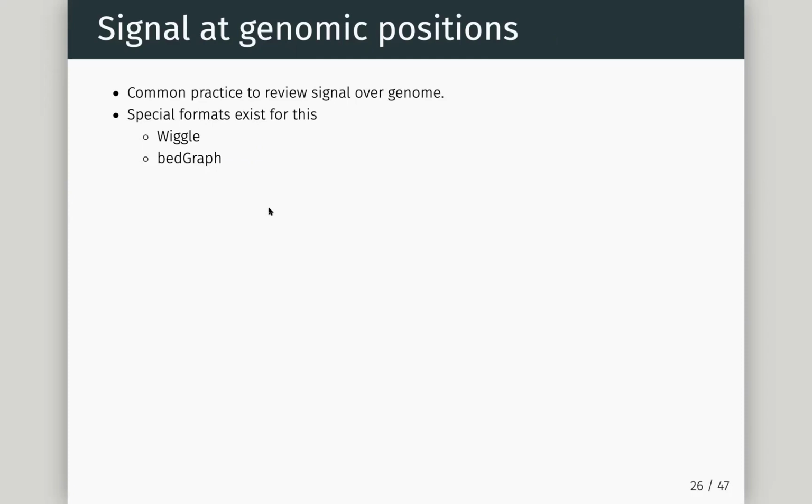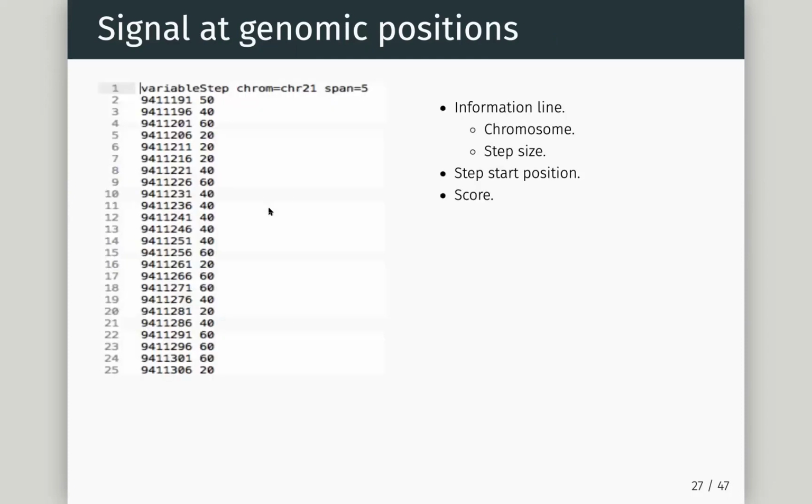There is a slightly better binary version we will see later. So a wiggle format really allows you to see signal across the genome. This is often used if you want to have some score for every position across the genome, maybe conservation, GC content. And it consists of an information line again, here saying the type, but it's saying the chromosome 21, our step size, and we're going to do steps along the genome in 5 base pairs. And then we have a score here.